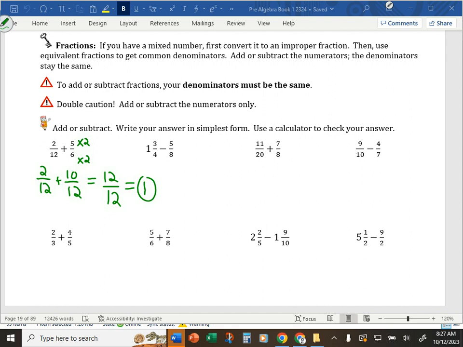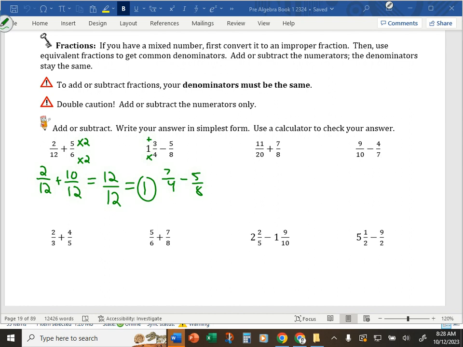Okay. 1 3/4 minus 5/8. That mixed number there, folks. What do we have to do with that first? You multiply 1 by 4 and add 3. Right. So we have to convert it to an improper fraction first. So 1 times 4, adding 3, that gives us 7/4 minus 5/8.